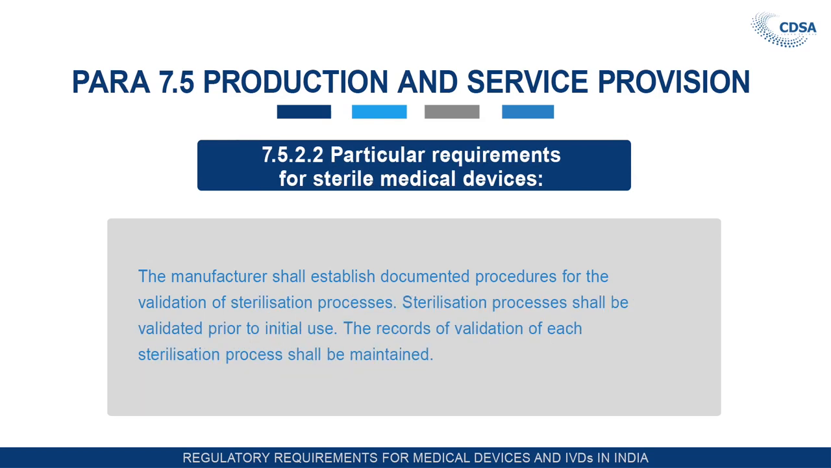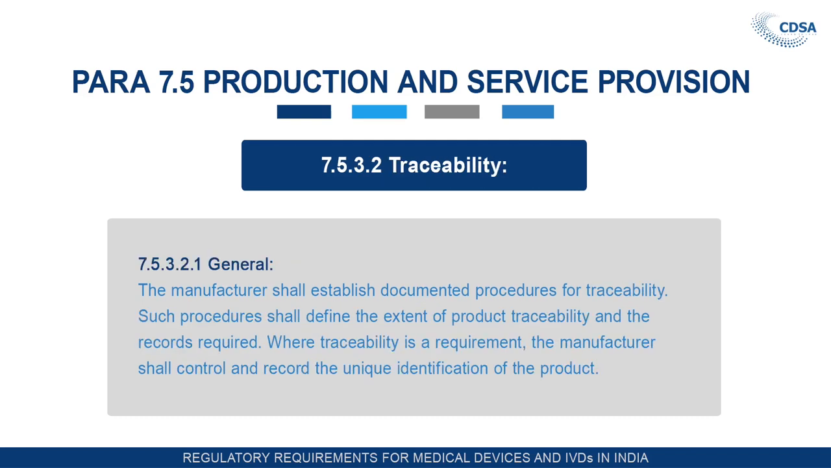Particular requirements for sterile medical devices. This 7.5.2.2 is the extension of 7.5.2. The manufacturer shall establish documented procedures for the validation of the sterilization process. The sterilization process shall be validated prior to initial use. The records of validation of each sterilization process will be maintained. We already saw that as a batch. We saw that each batch has to be validated. In this case, each production cycle of a sterilization process has to be again validated and recorded.